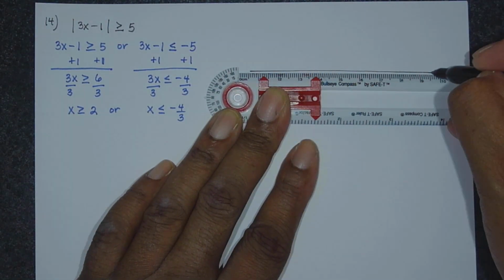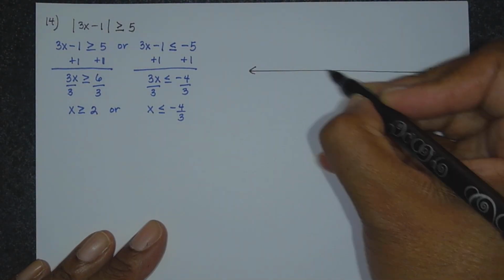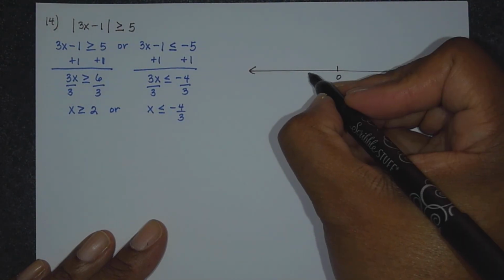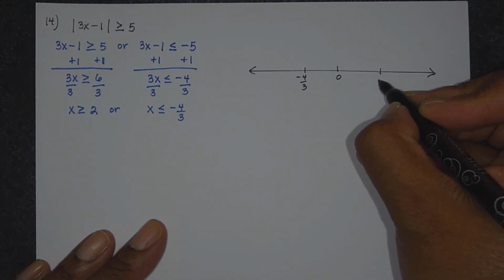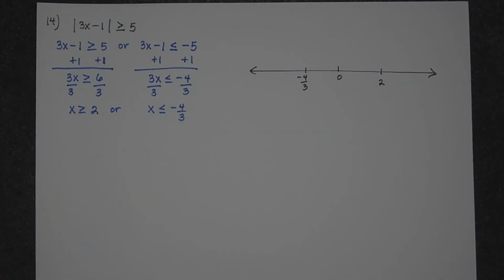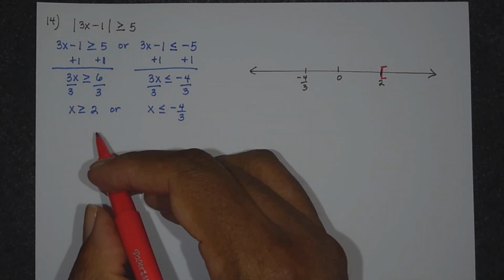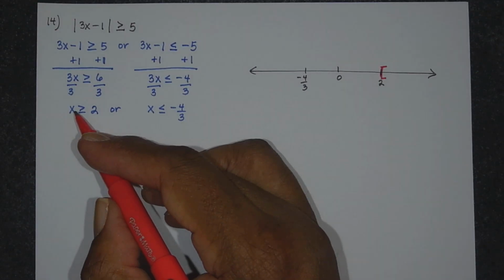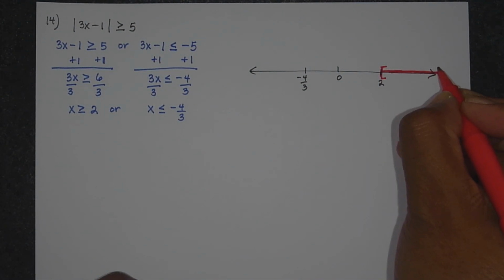And again, you'll have number lines to use to graph your solution sets on the exam. I'll say negative 4/3 will be over here somewhere. Positive 2 will be over here. Now for x is greater than or equal to 2, at 2, do I need a bracket or parentheses? Bracket. And of course, it says greater than. That means the greater than symbol points to the right. We shade to the right of 2.